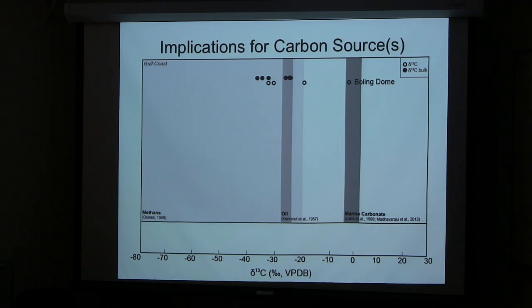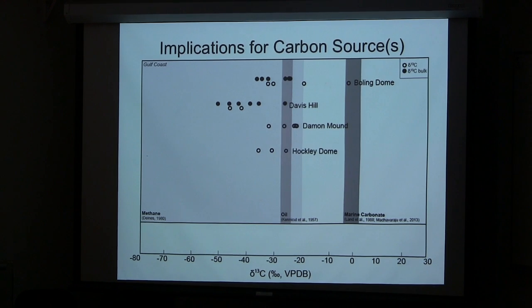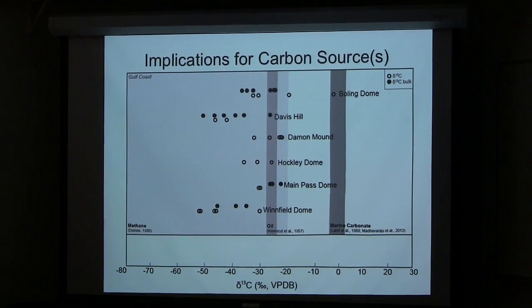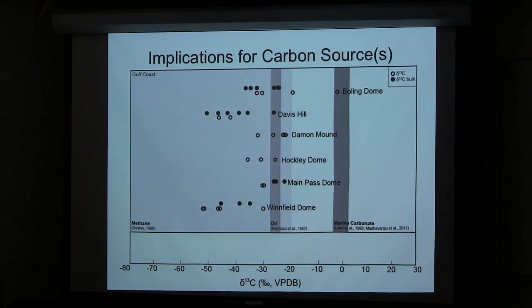So I grouped these isotopes by dome. First we have the results from Bowling Dome, Davis Hill, Damon Mound, Hockley Dome, Main Pass, and Winfield Dome. So you can see that these carbon isotope results range from about -2 all the way down to -52 per mil. But you can also see that the vast majority of these results fall below -28 per mil.